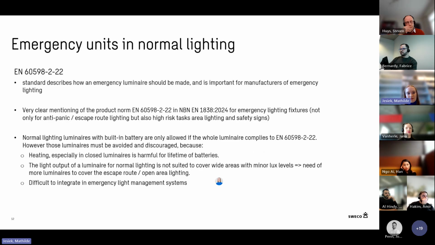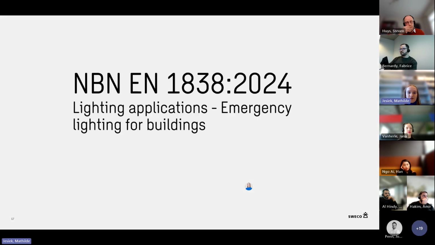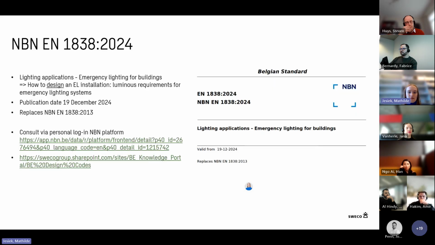All right. This is what we already talked about, the emergency unit in the normal lighting. So I will jump to the new standard, the new EN 1838 from 2024. This is how it looks. It's available via the NBN platform. You also should have a login through Sweco where you can download this. We also put the link here because that's how you can go through your Sweco account to this NBN platform. And if you have problems with it, reach out to us. We can help you find the documents themselves.